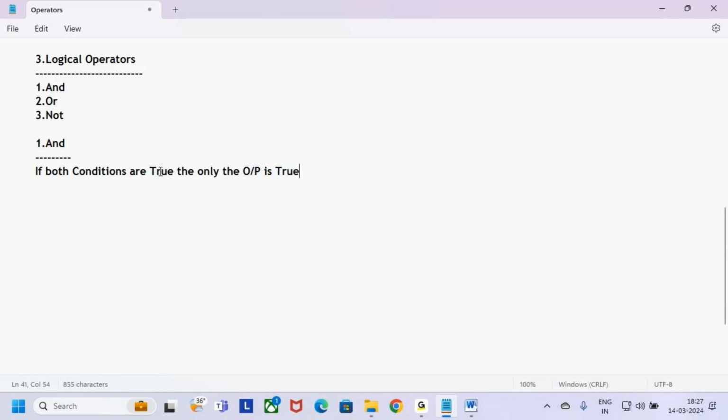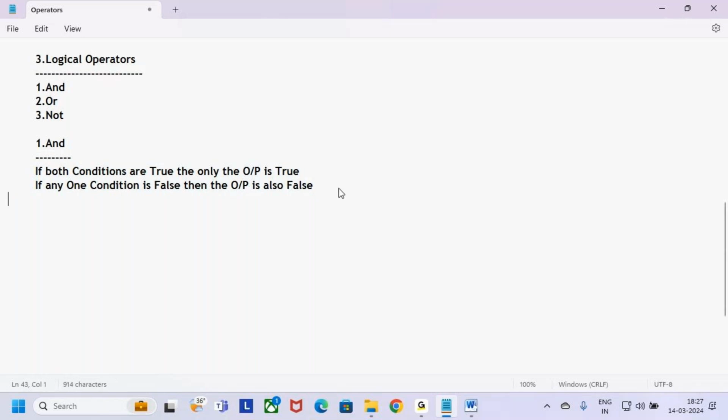Next, when the output is false in the AND operator is, if any one condition is false, then the output is also false. So when the output is false, if any one condition is false, then the output is also false. So let me go and explain here, whatever the 2 points I'm keeping here.